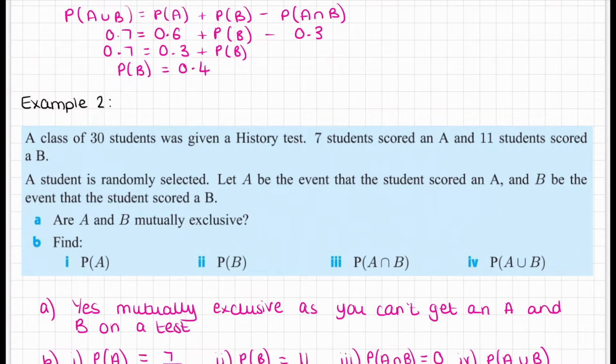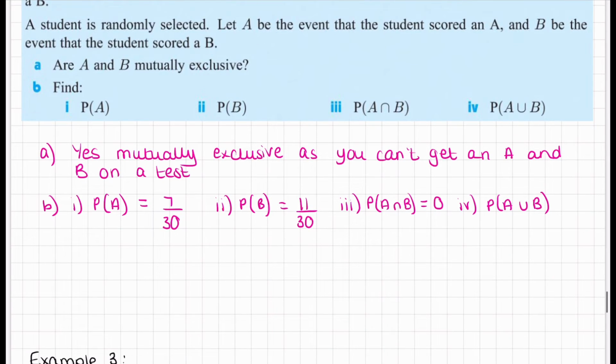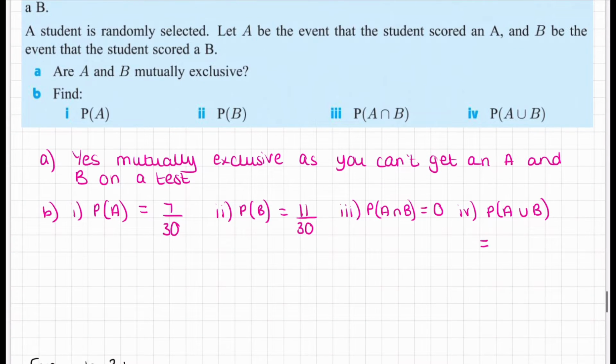So we're going to be having probability of A plus probability of B minus 0. So we can here then just do the probability of A, which is 7 over 30, plus the probability of B, which is 11 over 30. And we can just do the minus 0, so we're remembering we're still using that rule, and this will give us an answer of 18 out of 30, simplified down to 3 out of 5.